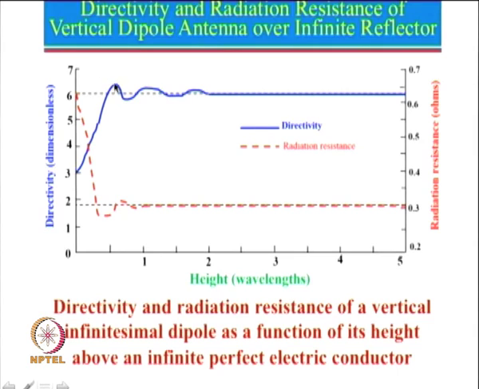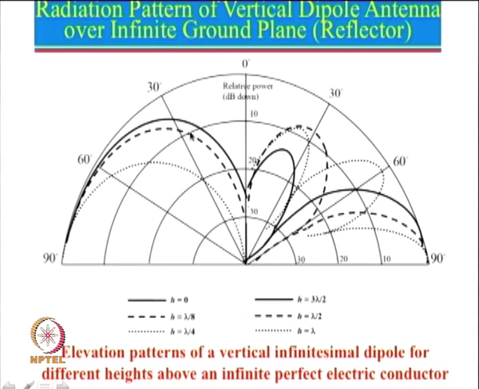So, we generally try to focus on the dipole antenna over a finite or infinite ground plane, at heights which can be lambda by 4 to lambda by 2 and not beyond that. One can see here that for larger height the beam is split, and in general we do not try to use this particular configuration for practical purposes.